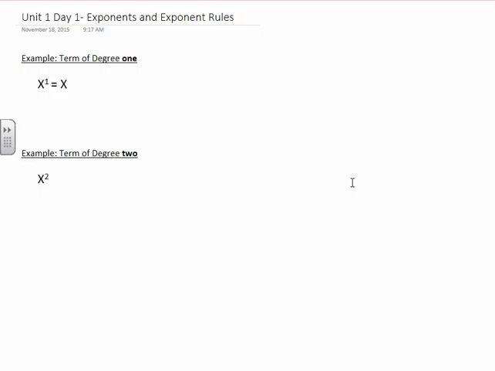Today we are exploring exponents and exponent rules. So the first thing we need to understand is the difference between a term of degree 1 and a term of degree 2. We'll start by looking at the characteristics of degree 1 terms, and that is what you can see right here at the top of the screen. These are situations where the exponent is a value of 1. You can see here that the variable x has a 1 in its exponent, or you can write it without an exponent, because x to the exponent 1 is the same as just x.